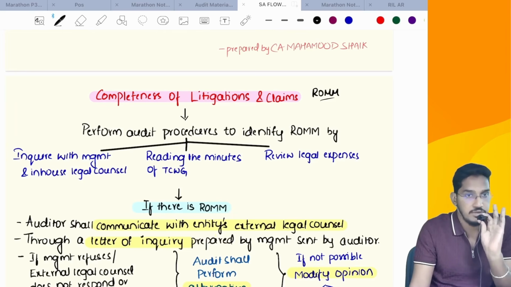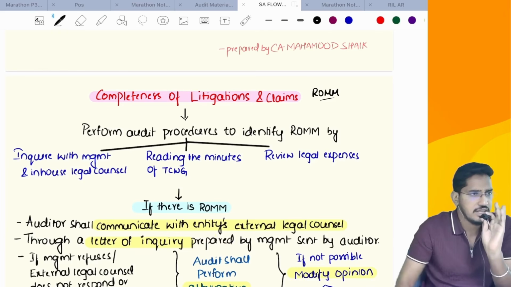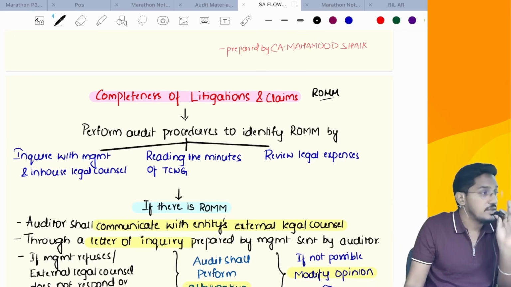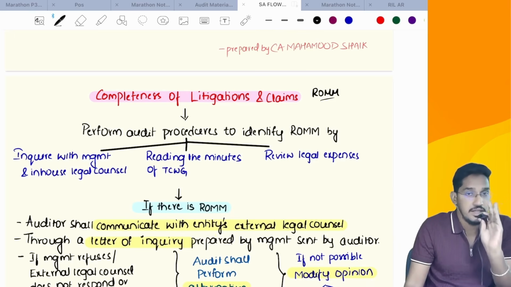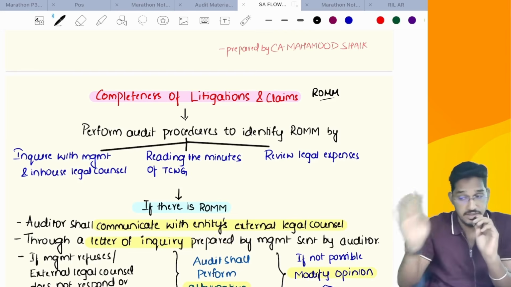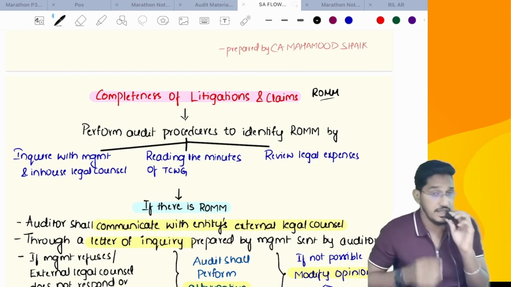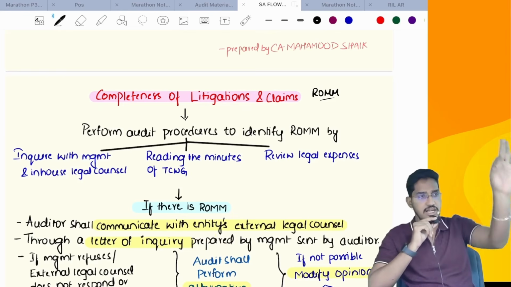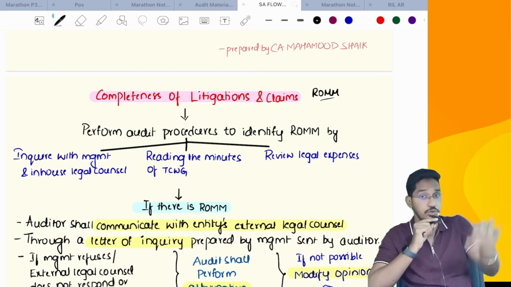Sir, how will I find the risk? They say 3 steps you have to perform to find whether there is any risk of material misstatement. Listen carefully, guys. Don't put your heads down. You need to first identify the risk of material misstatement. They are not asking you to directly identify the misstatement. How can I do that? By performing 3 steps. What exactly do you need to do?